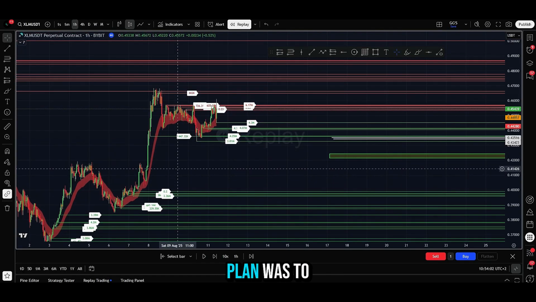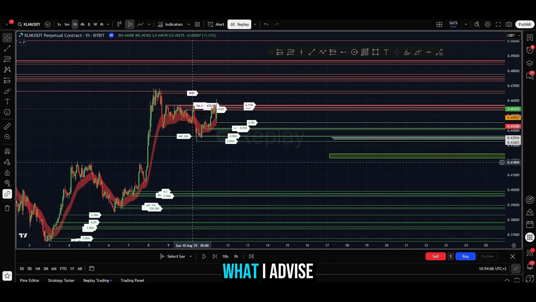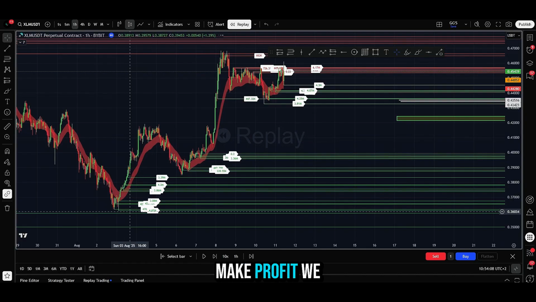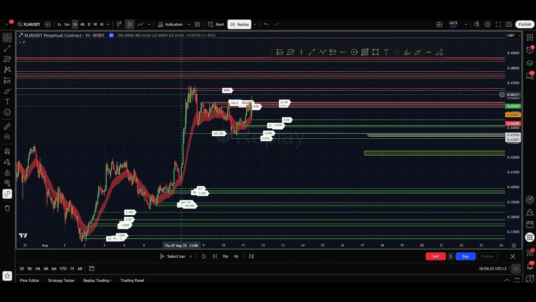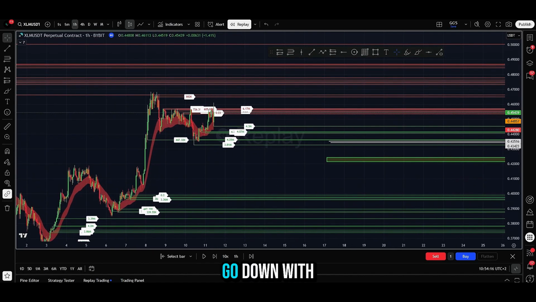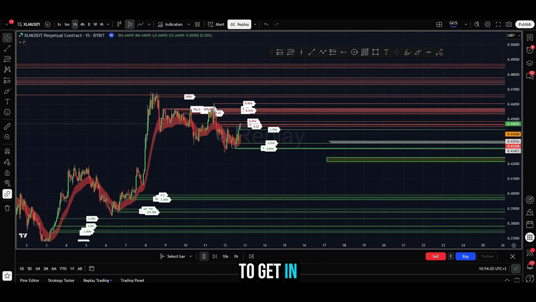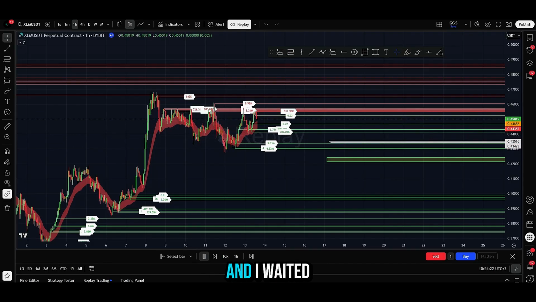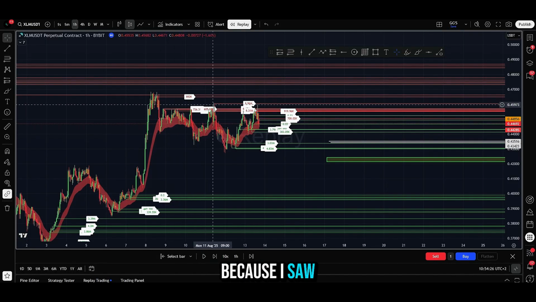And then my plan was to close the desk and close everything and not trade again. And this is what I advise you guys. If you make profit, we made profit when we went up, grabbing all this liquidity at the top, so you've got to take a break. But I didn't want to take a break. I wanted to go down with the market again. I waited for a second chance to get in when it goes up, and I waited, and here, this was when I got in because I saw the failure, the patterns of failure there.